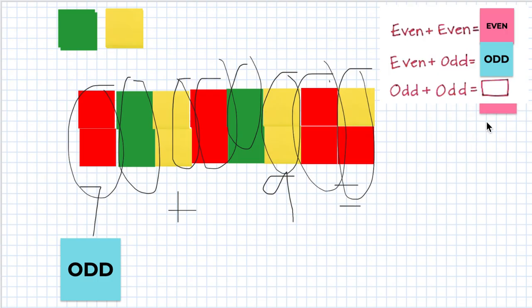So here we have even plus even equals even, even plus odd equals odd, and odd plus odd equals even. So math friends, go ahead and create your arrays and practice this work on your own.